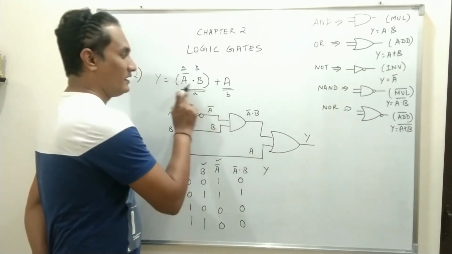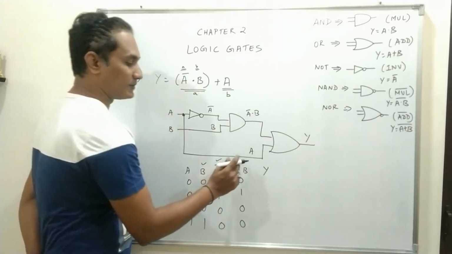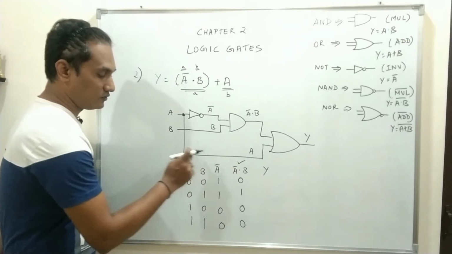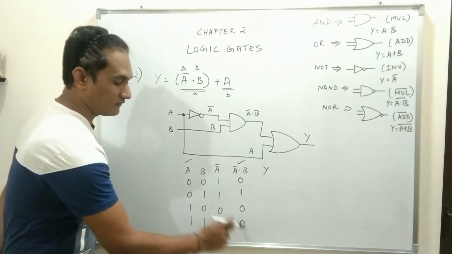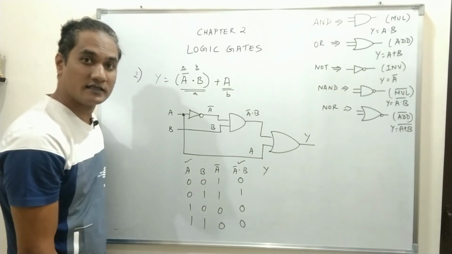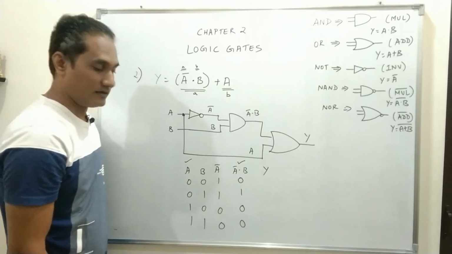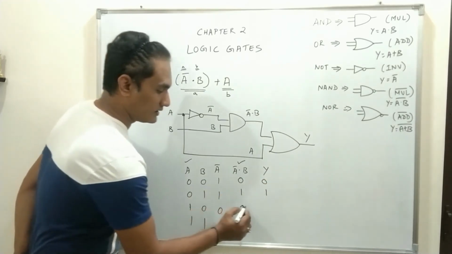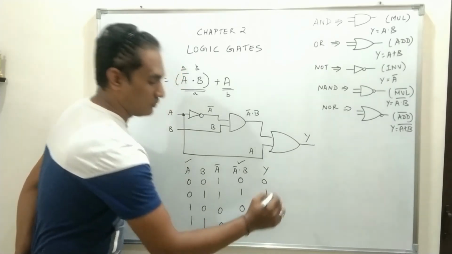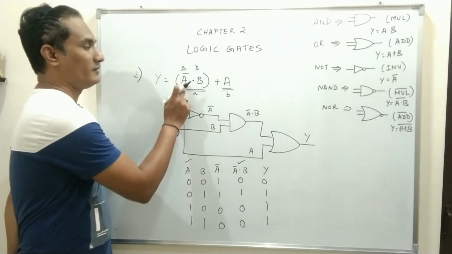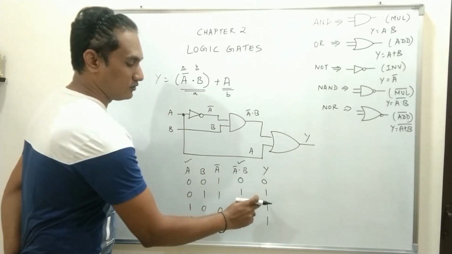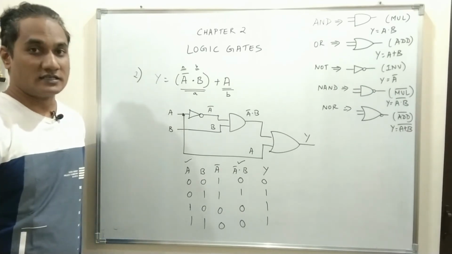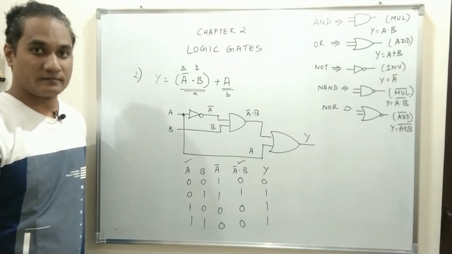And then what is Y? Y is A bar dot B, that means this expression, and A. So A means this. So you have to apply OR logic between the first column and the last column. And what is OR logic? OR logic amounts to addition. So 0 plus 0, 0; 0 plus 1, 1; 1 plus 0, 1; 1 plus 0, 1. So output for Y is equal to A bar dot B plus A will be Y is equal to 0, 1, 1, 1. So this is how you will design logic circuits by using logic gates.